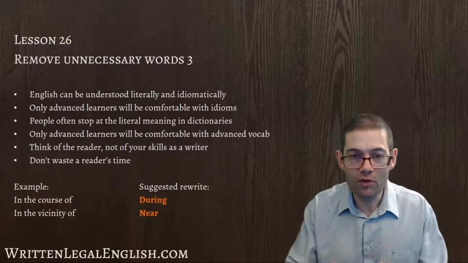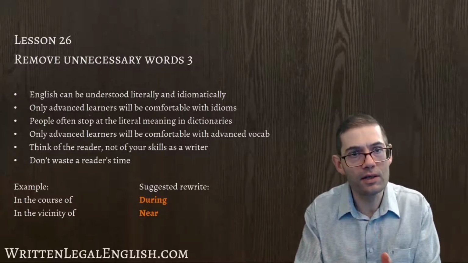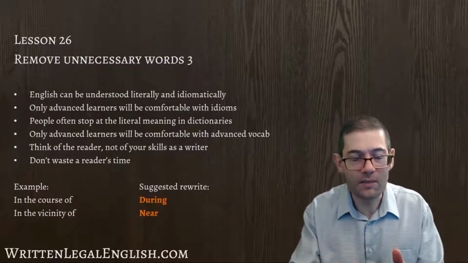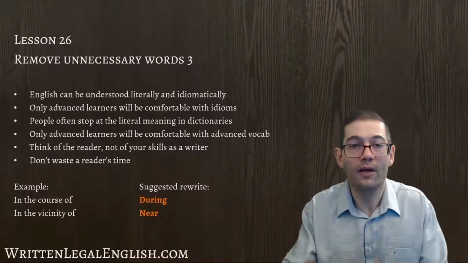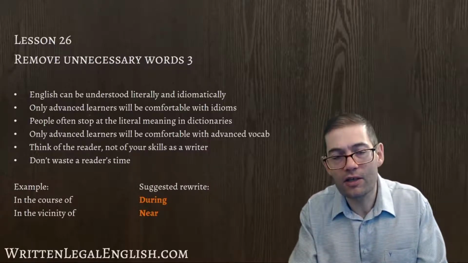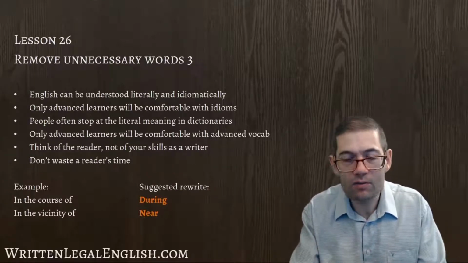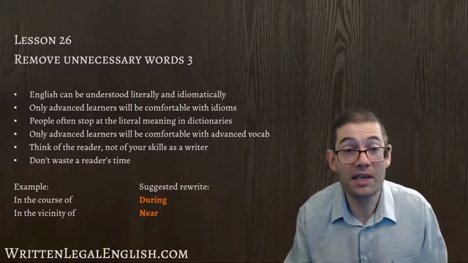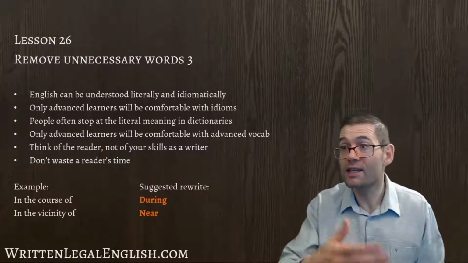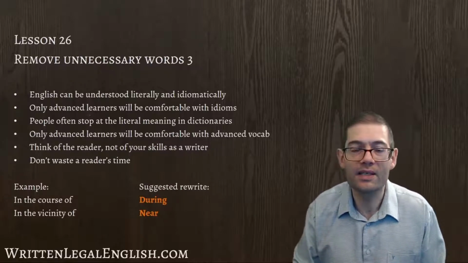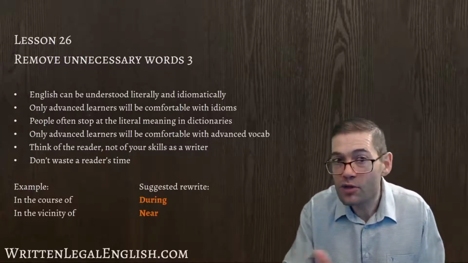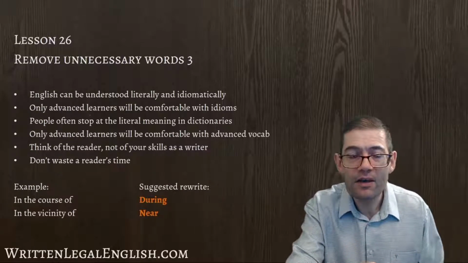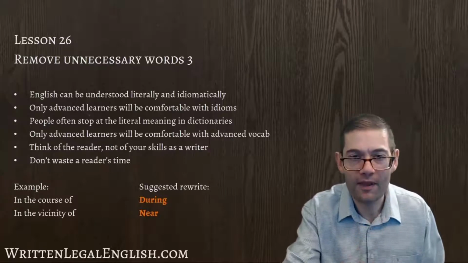Now, if you choose vicinity and you look in the dictionary, you will see that it will talk about being close to something or near something. But why would we want the reader to go through that process of going to the dictionary, opening it up, finding out what the word means, when we can just say near? So rather than in the vicinity of the building, we could just simply say near the building, close to the building, and the reader will understand a lot faster. And your message means exactly the same thing.